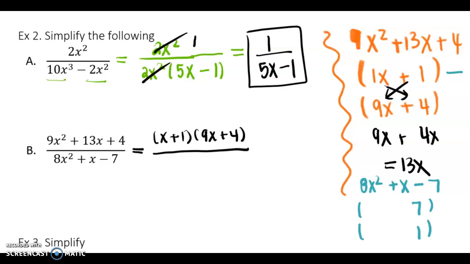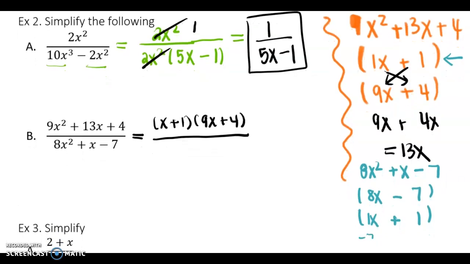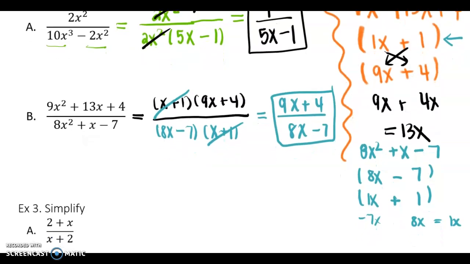Because it's going to have to cancel out with something on the top, I'm probably going to assume that it's going to be this one right here. So I'm going to assume maybe 1x and then 8x, and this one will be positive and negative, and see if that works. So multiply across 7x, 8x, and then I get 1x. Okay, so that did work. So you can use that little trick to be able to factor. So these cancel out, and what you have left is 9x plus 4 over 8x minus 7, and that would be your answer.